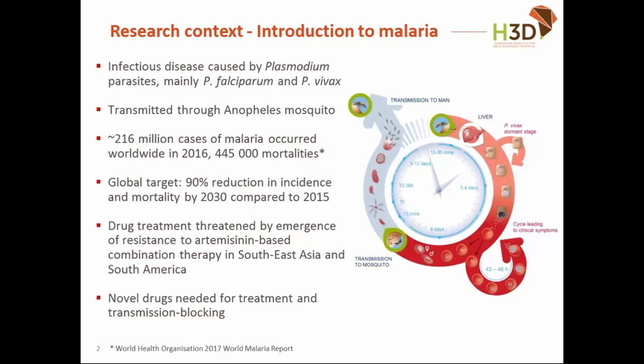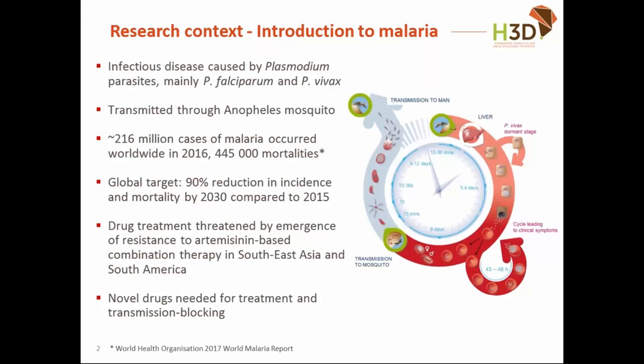So as you may know, malaria is caused by a parasite, Plasmodium, of which Falciparum and Vivax are the most deadly strains, and it's transmitted by the female Anopheles mosquito. And these days we still have more than 200 million cases of malaria around the world and more than 400,000 mortalities. So it's still a big burden.